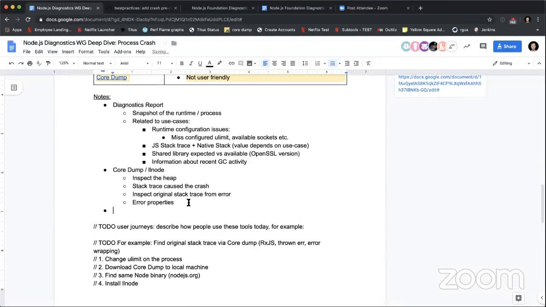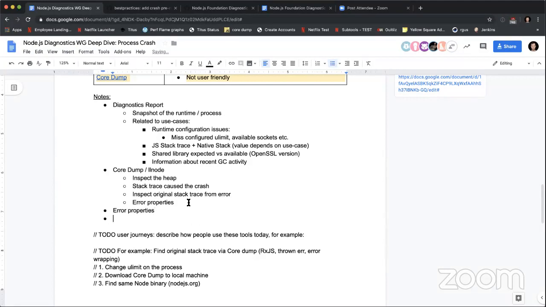Okay, what else do we have? I guess we have the new error properties feature, which is not really a tool, but I believe it can replace some of the use cases. Ruben, do you want to talk about the error properties?